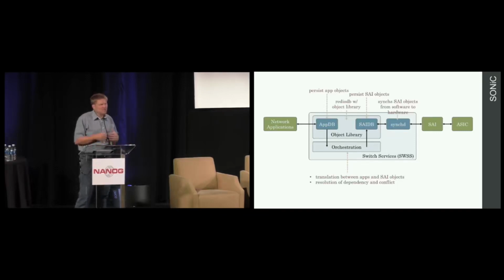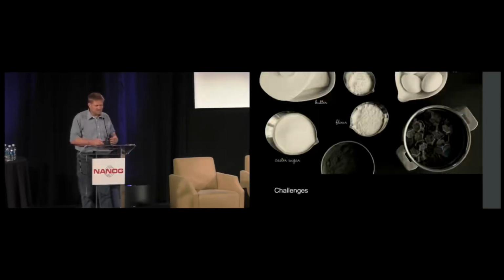Sync-D actually polls or checks SAI DB for route updates and pushes them through SAI down to the ASIC, or through whatever switching module ASIC you happen to be using. So that's kind of the SONiC layout.